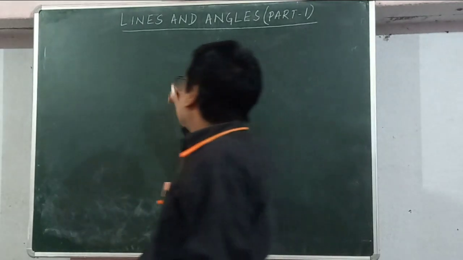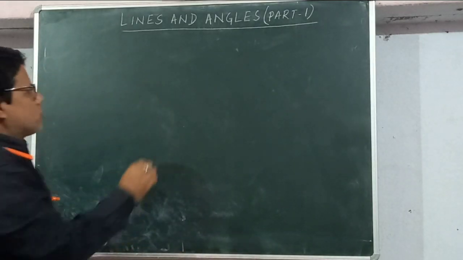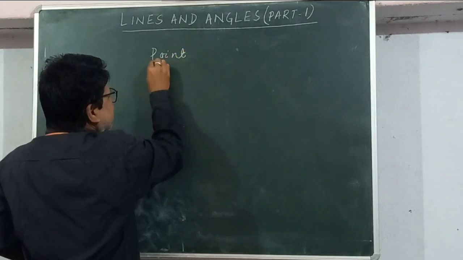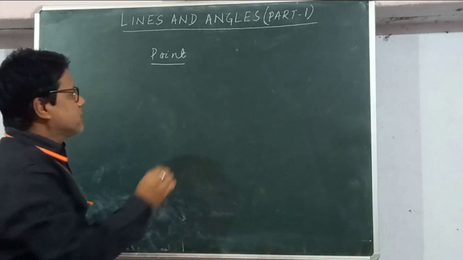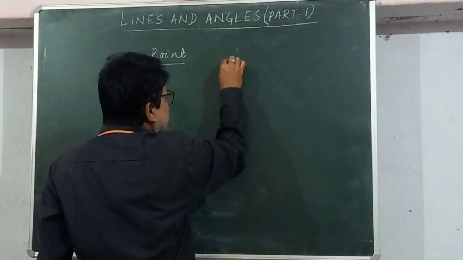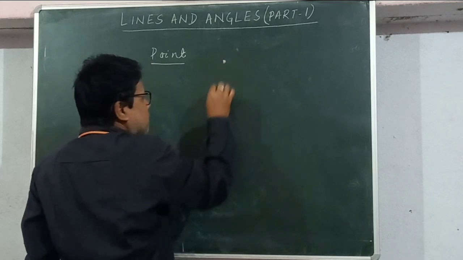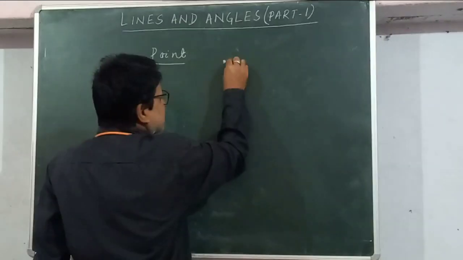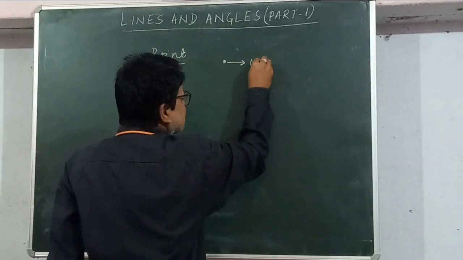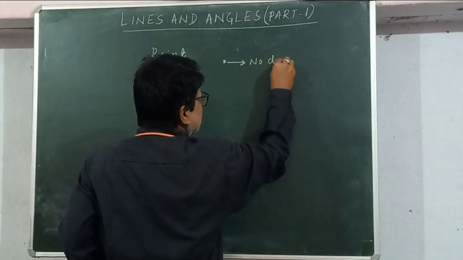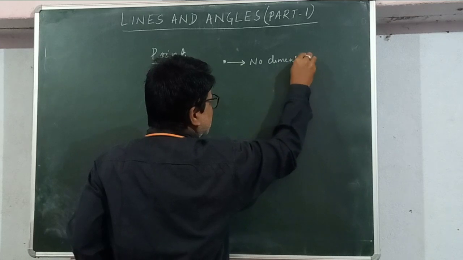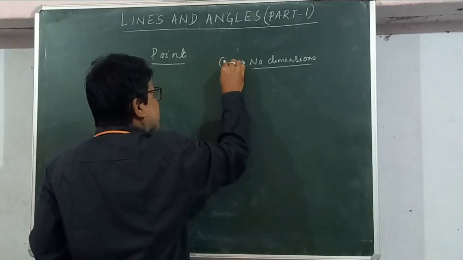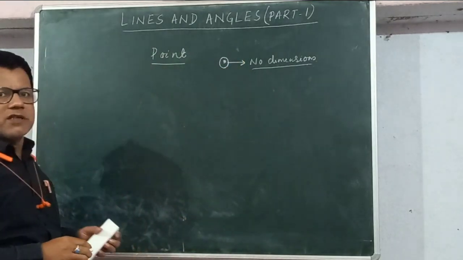Before going to lines and angles, we should first know about the term point. What is a point? A point is simply a dot placed on a green board with the help of a chalk, and that dot has no dimensions. That means it has no length, no breadth, and no height. So a point is simply a dot which has no dimension.